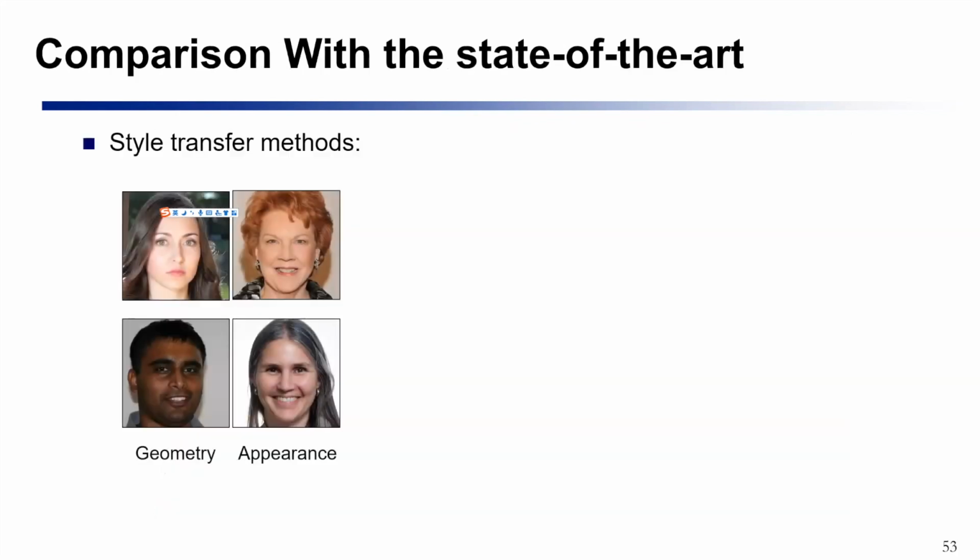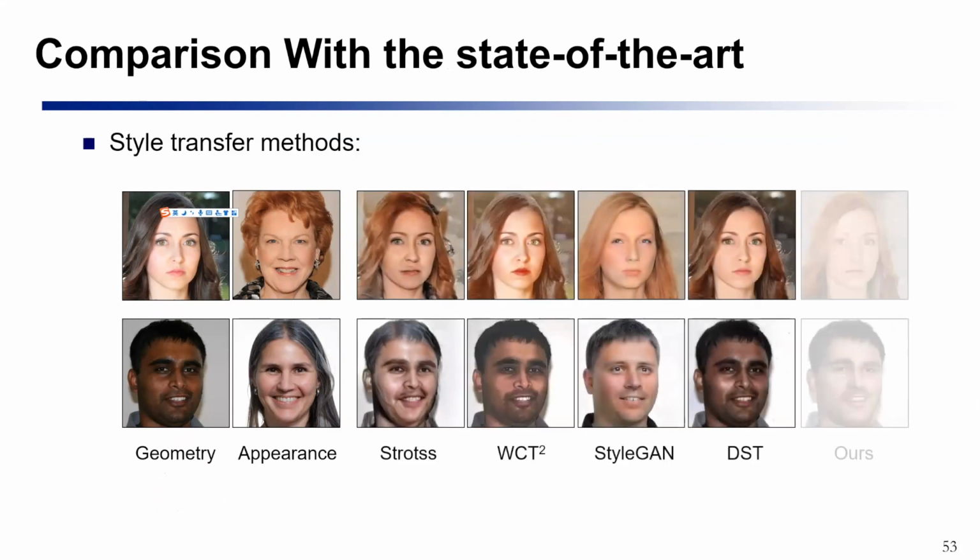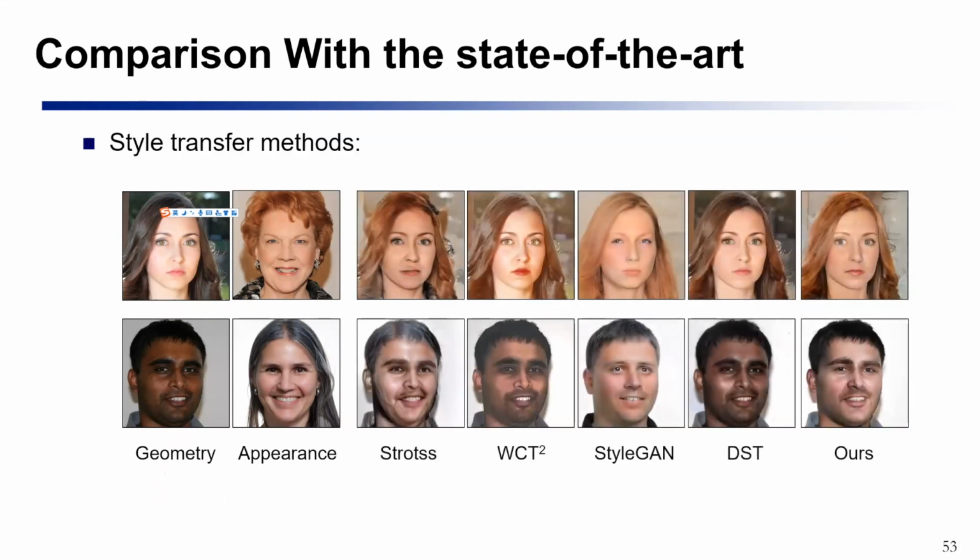We also compare this method with the state-of-the-art method for style transfer. This method disentangles the geometry and the appearance of the image and generates a new image by swapping the geometry and the appearance. We could look at this result and the comparison. It could be seen that this method generates images with photorealistic results, has much better results, and has fewer artifacts.